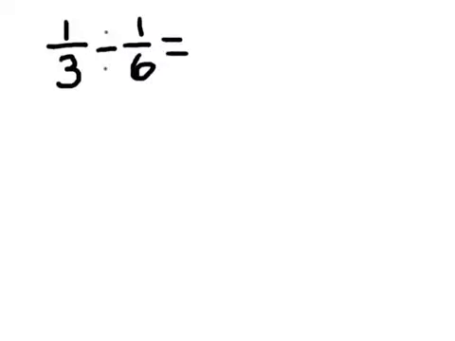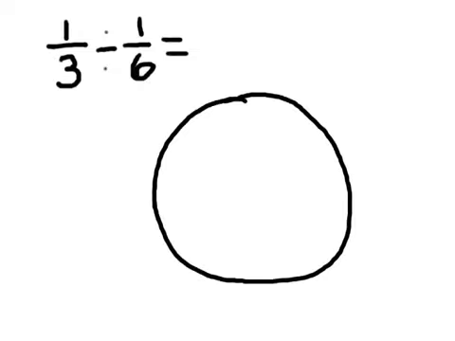Okay, we're going to do one more that isn't in the book. This is 1/3 divided by 1/6. So this is asking how many sixths are in 1/3 of a circle. So let's first talk about drawing sixths. I'm going to start by drawing my circle. And again, I'm going to think of it like a clock.